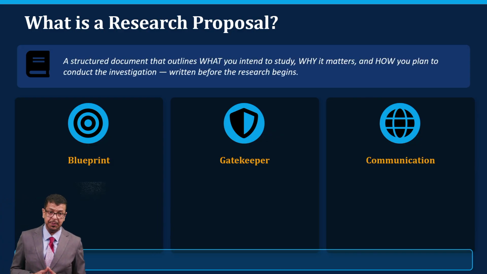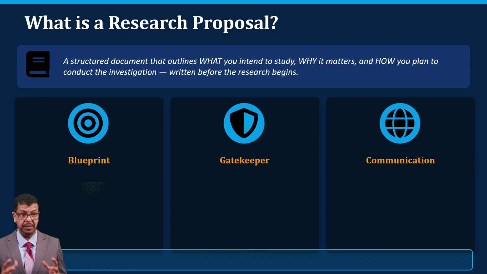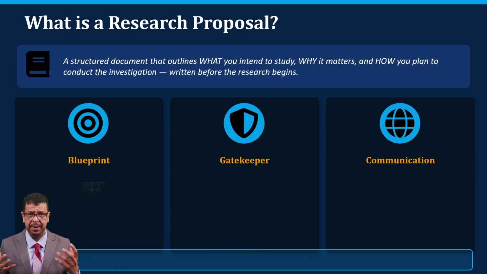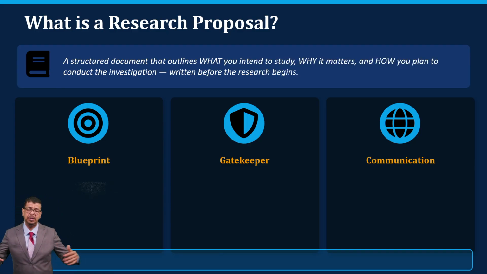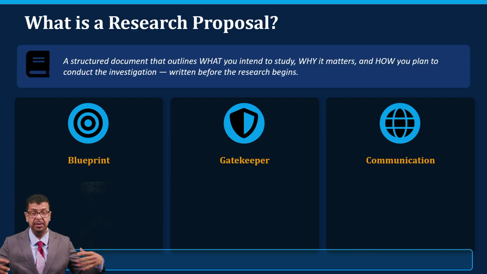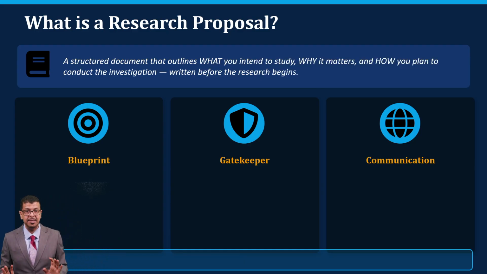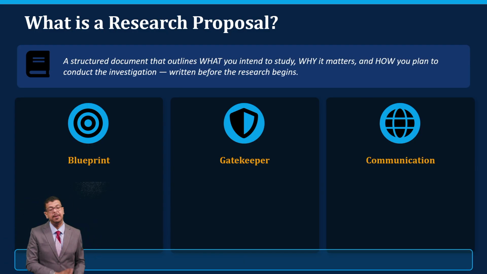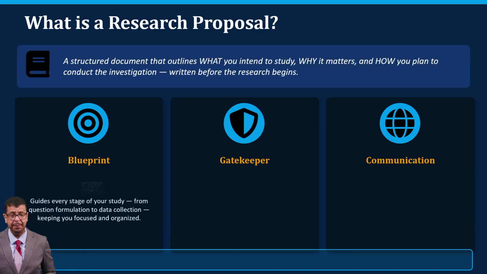So what is the research proposal? It is a structured document that outlines what you intend to study, why it matters, what the rationale behind it is, what is important, what you are going to do, and how you plan to conduct your investigation, reassuring the ethics committee and the other parties that you are doing the right things and you are doing things rightly before beginning your study. So when we say a blueprint, we are referring to a guide from question to data collection to dissemination.